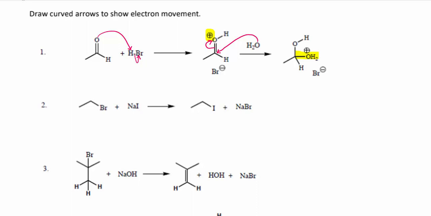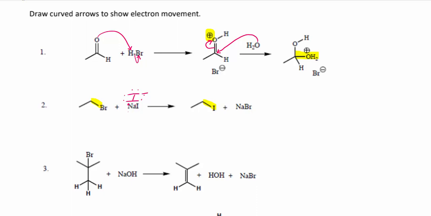Now number 2 shows sodium iodide. In organic chemistry, 99% of the time when you see a metal, that metal is delivering an anion. So when you see sodium iodide, think of this as iodide. Okay, that's really what we're looking at here. From the reactant to the product, we are trading basically. We're moving our bromine out and we're putting an iodine in.